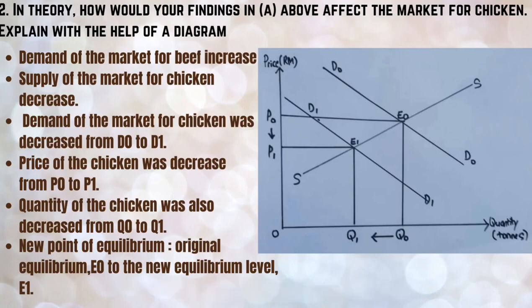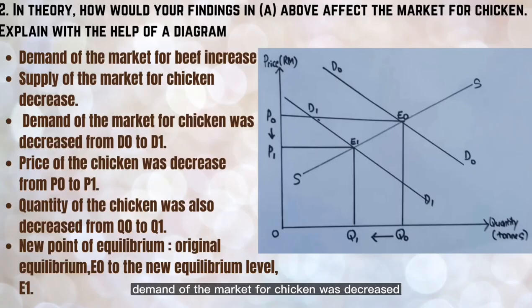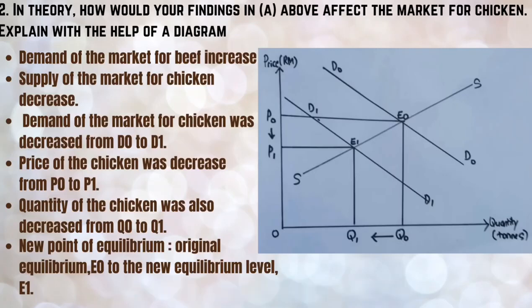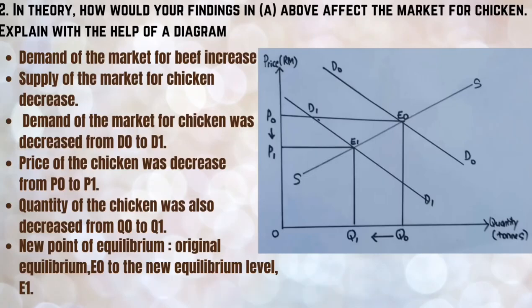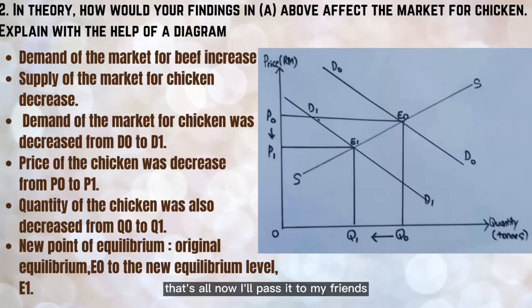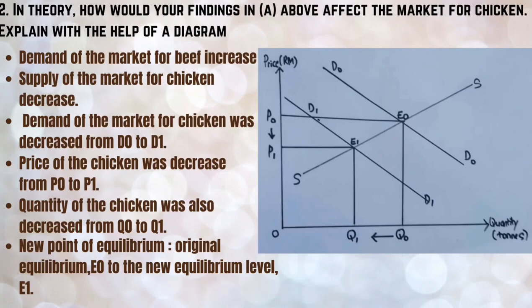Based on the graph, demand of the market for chicken decreased from D0 to D1. The price of the chicken decreased from P0 to P1. The quantity of the chicken also will decrease from Q0 to Q1. The new point of equilibrium will change from the original equilibrium level E0 to the new equilibrium level E1. That's all. Now I will pass it to my friend Lo Pei Wen.